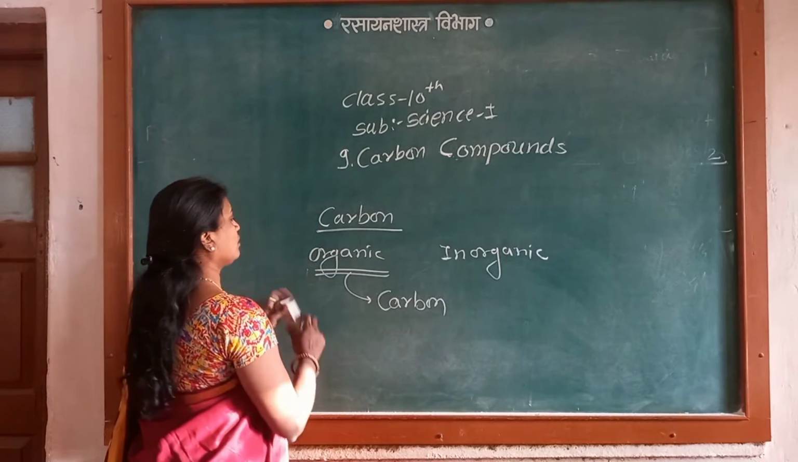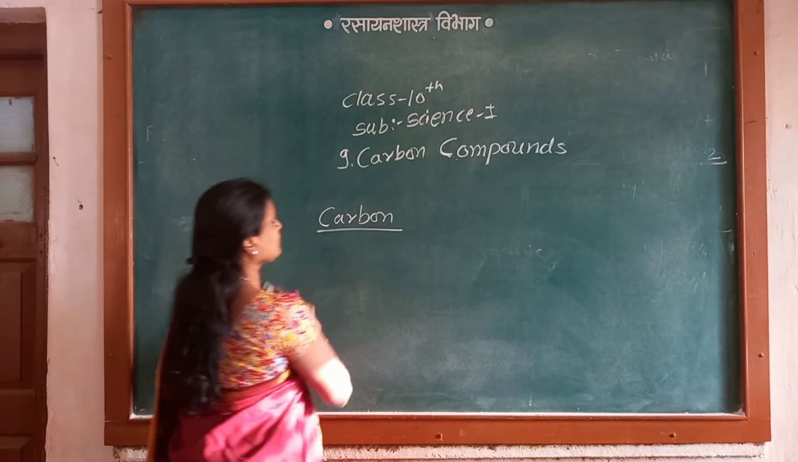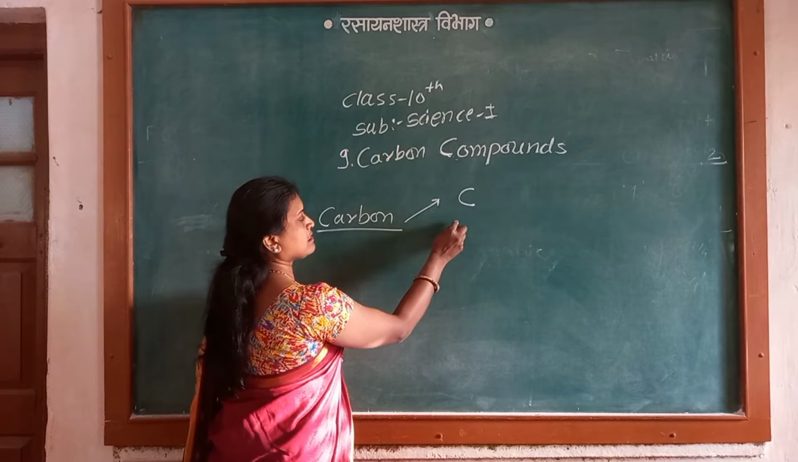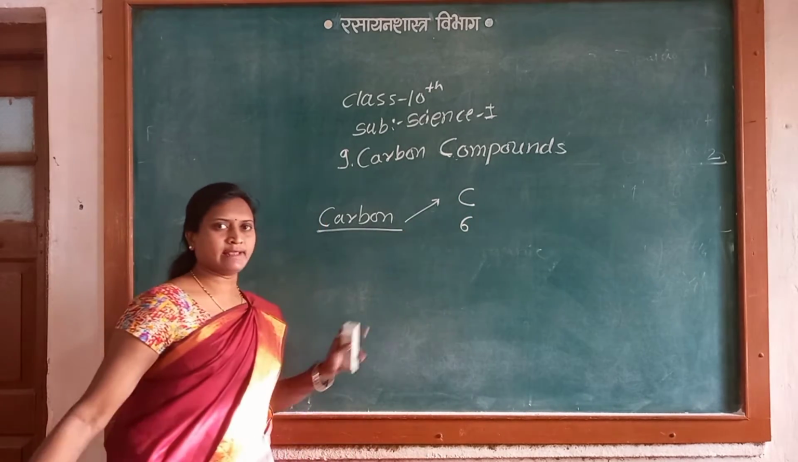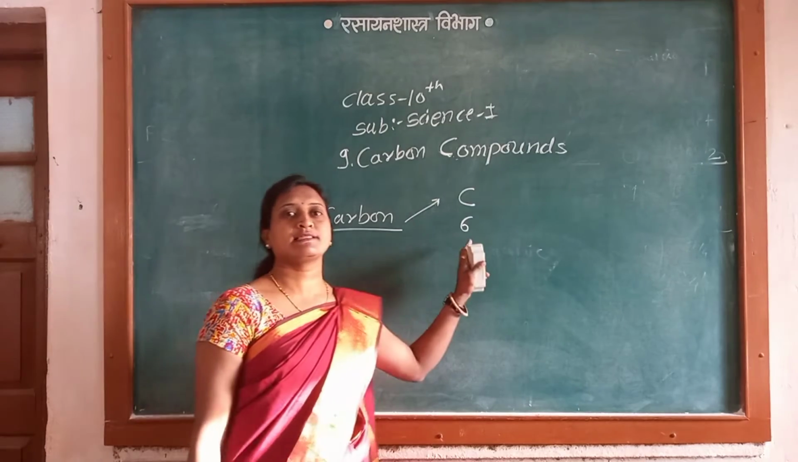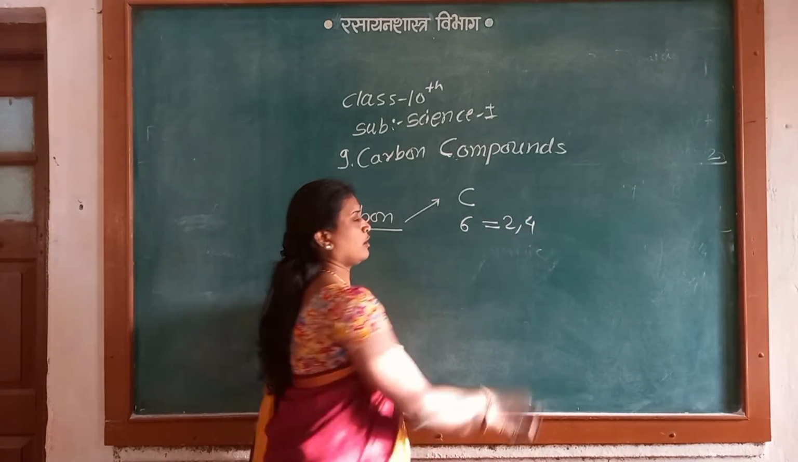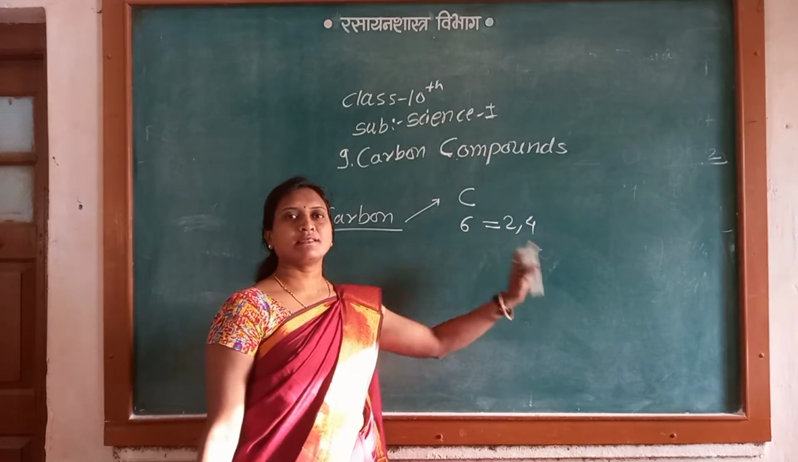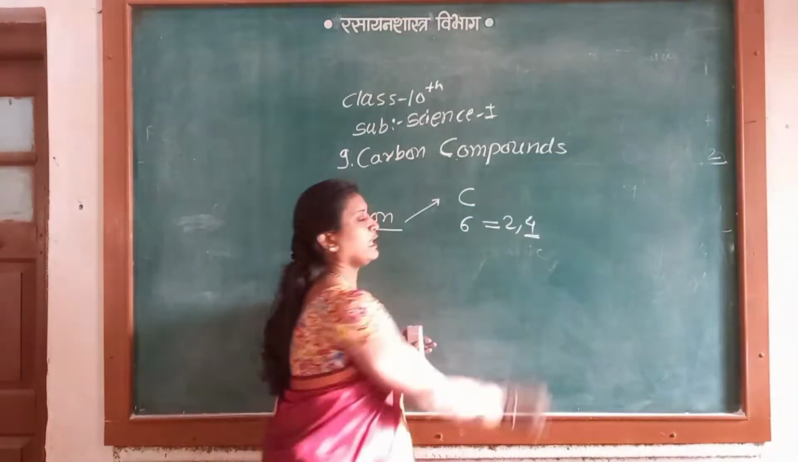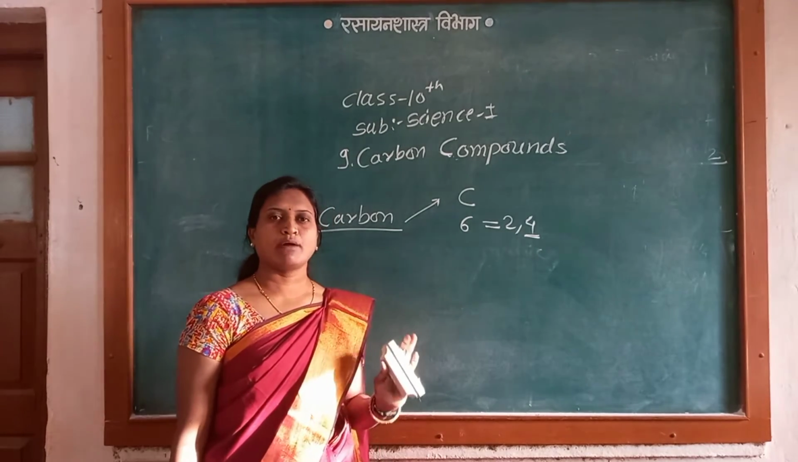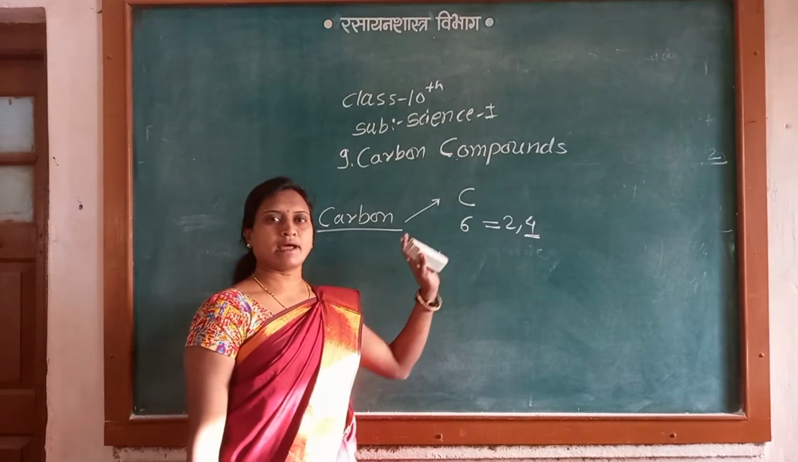Again, what do you know about carbon? Carbon, its symbol is capital C. Its atomic number is 6. As its atomic number is 6, it contains 6 electrons. So its electronic configuration becomes 2, 4. As the last shell contains 4 electrons, we can call it a tetravalent element. We have called carbon a tetravalent element.